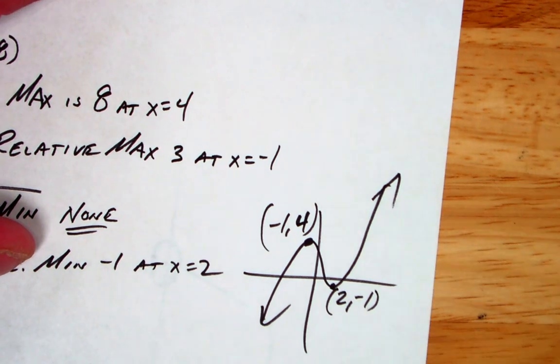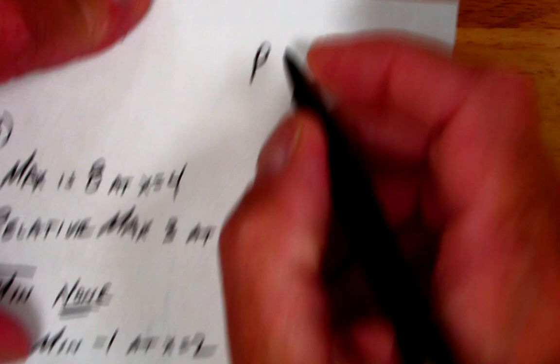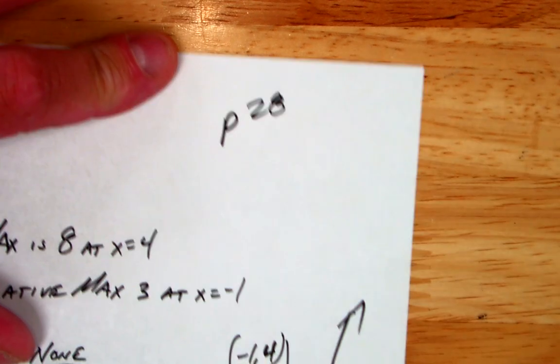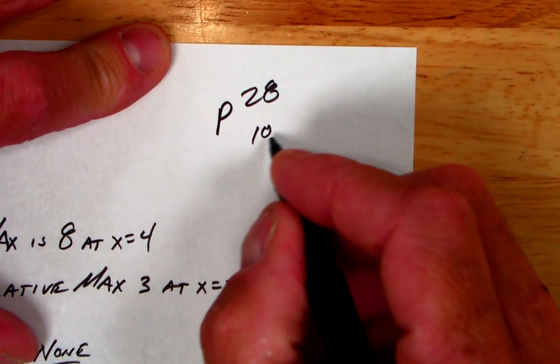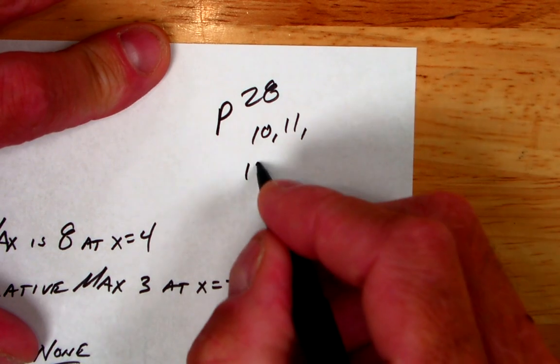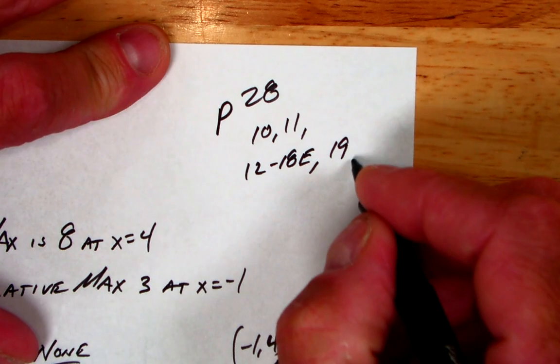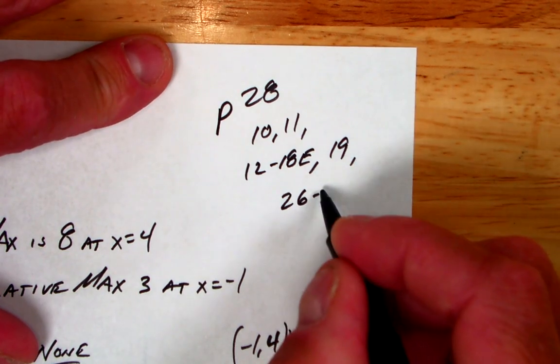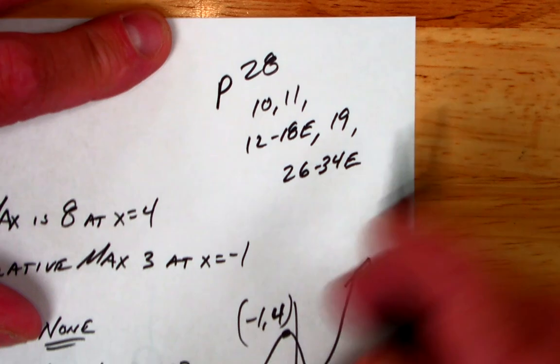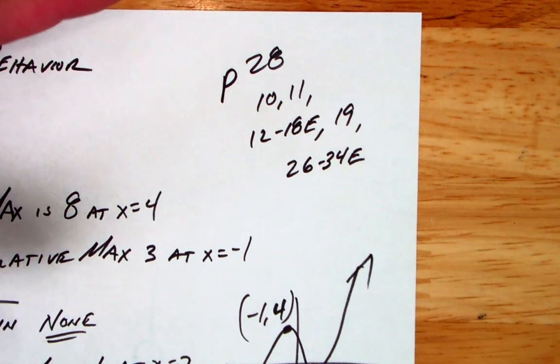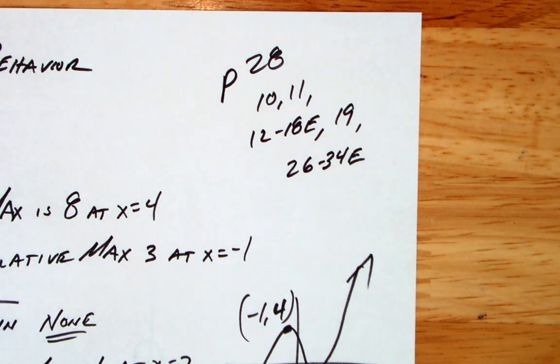So here we go. Where is this? Page 28. 10, 11, 12 through 18, even, 19, and 26 through 34, even. Now on 12 through 18, they're going to ask, what's the maximums and relative maximums and minimums? And the end behavior. Make sure you do both of those on 12 through 18 even.